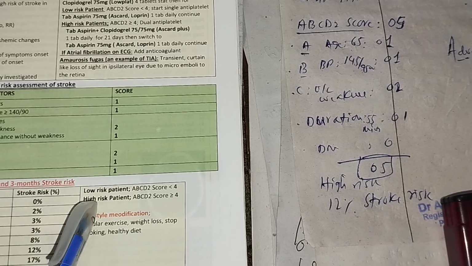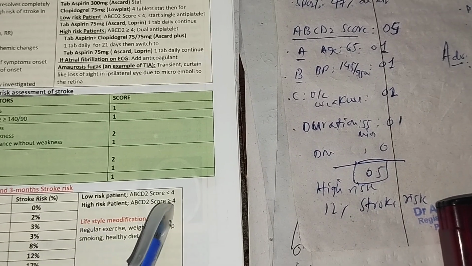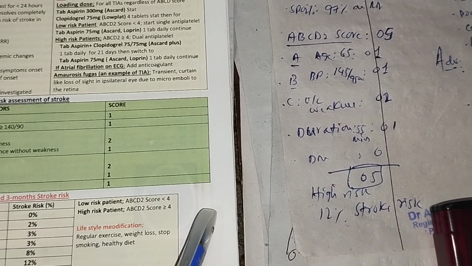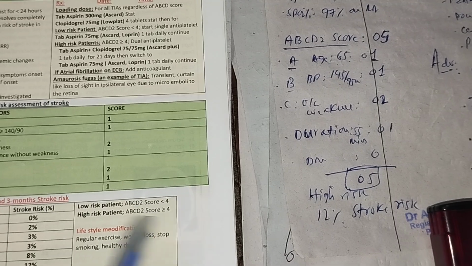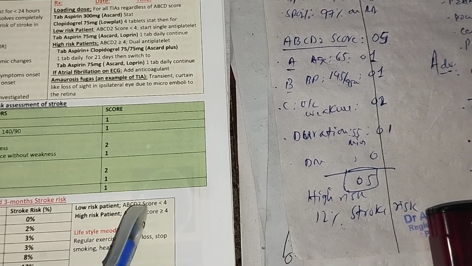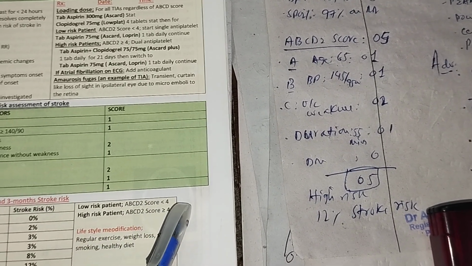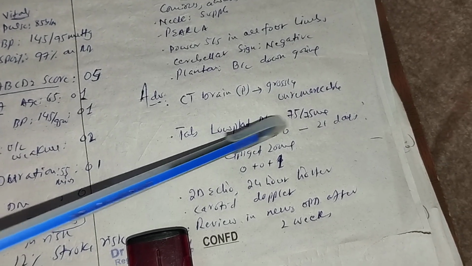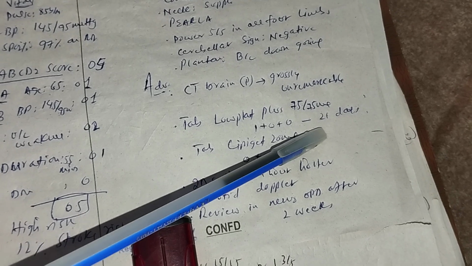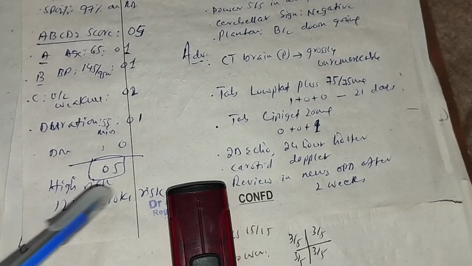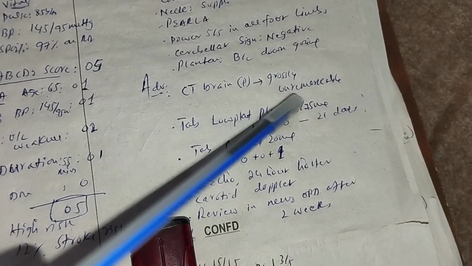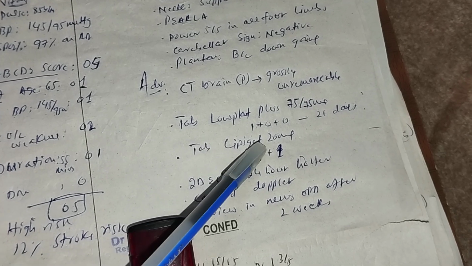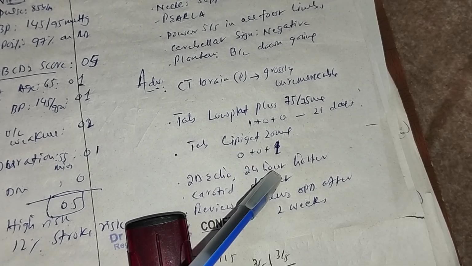For example, if the score is more than or equal to 4, that is high risk. For this we will give Clopilet Plus 75/75. And if the patient is low risk, ABCD2 score less than 4, then we can give single Loprin aspirin 75 mg. So I advised Clopilet Plus 75/75 because this patient had a score of 5, which is high risk, so I gave dual antiplatelet. And I also gave a statin, 20 mg OD HS.